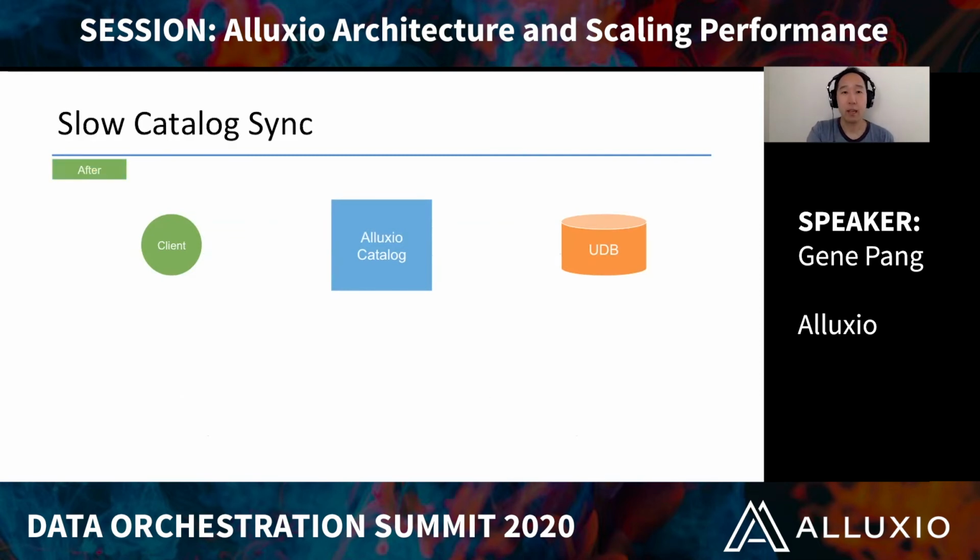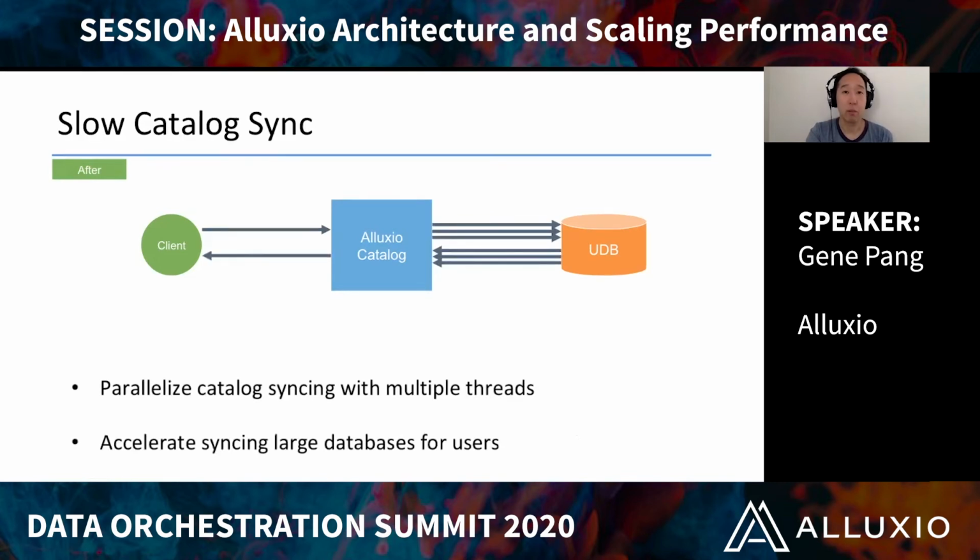So instead, we improve that by allowing a configurable number of parallelism for when we update the catalog in Alluxio. By simply being able to parallelize that access, we can greatly improve the syncing speed, especially for large databases and large tables with many partitions.